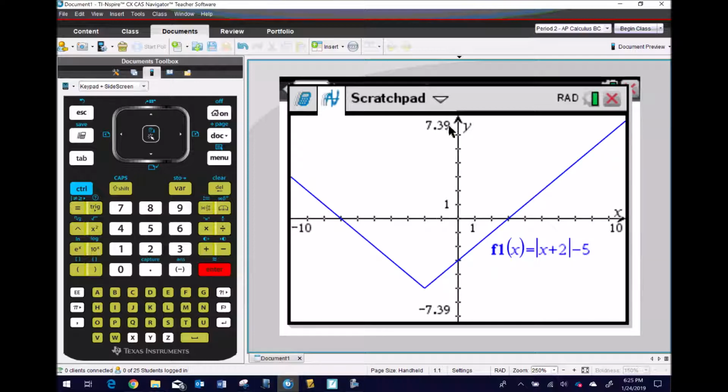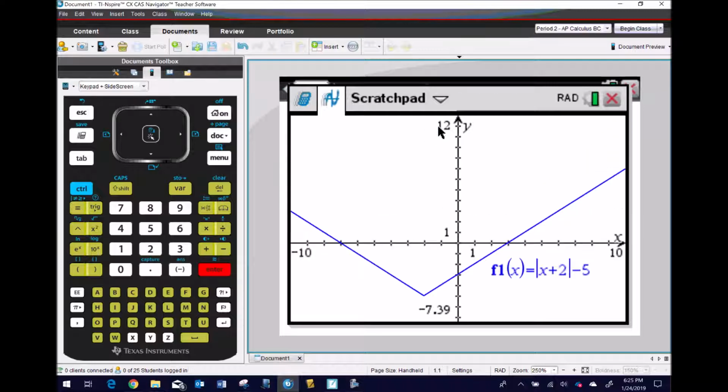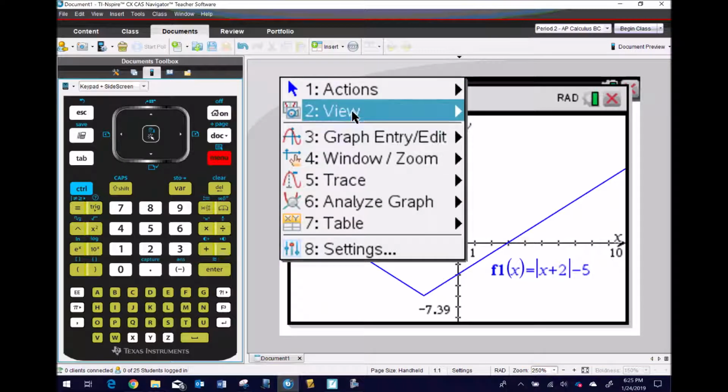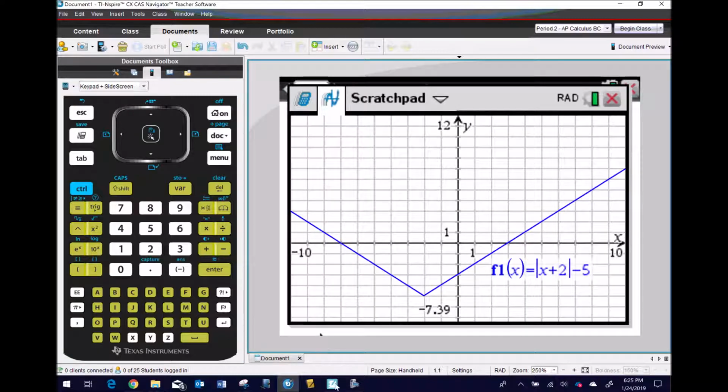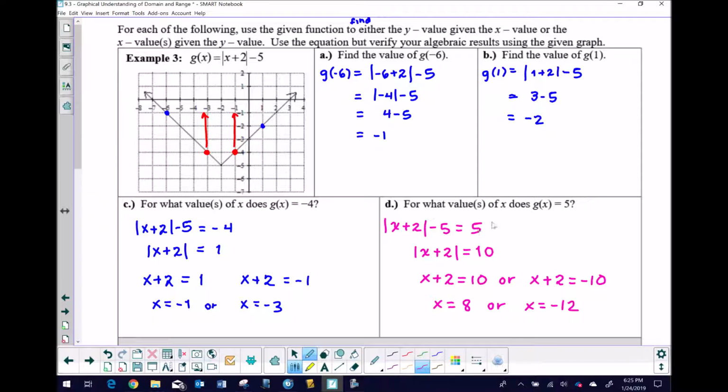There's the graph. And then I'm going to do a little trick here. I'm going to double click this and make this go up a little bit higher, maybe up to like 12. And that might do it. And then I'm going to turn on my grid lines. So what we did in this problem is we wanted to figure out where we are for our x value when y is 5.